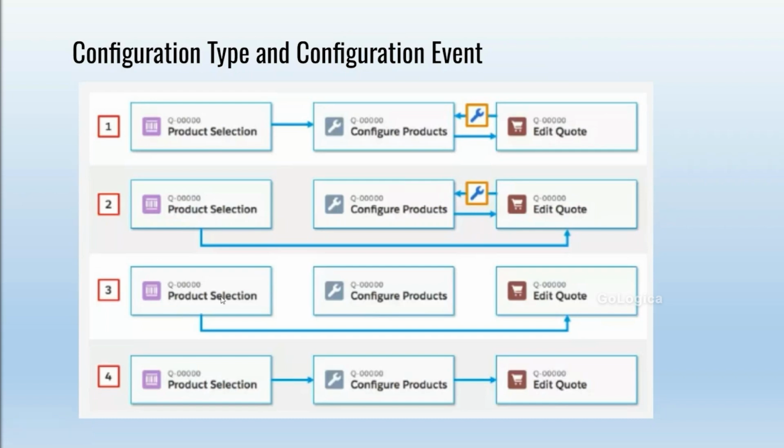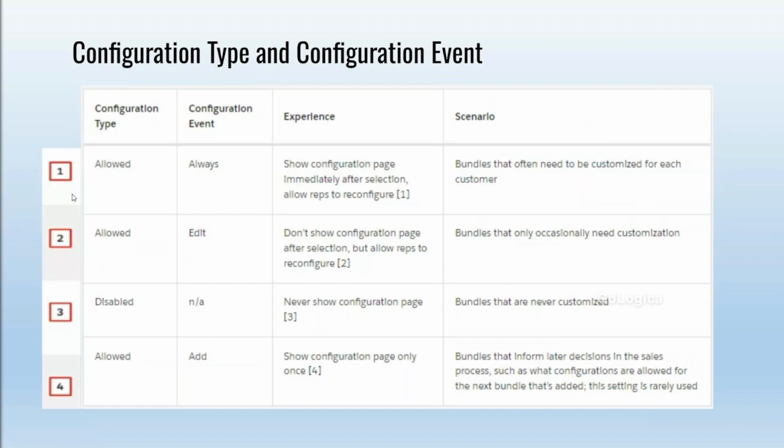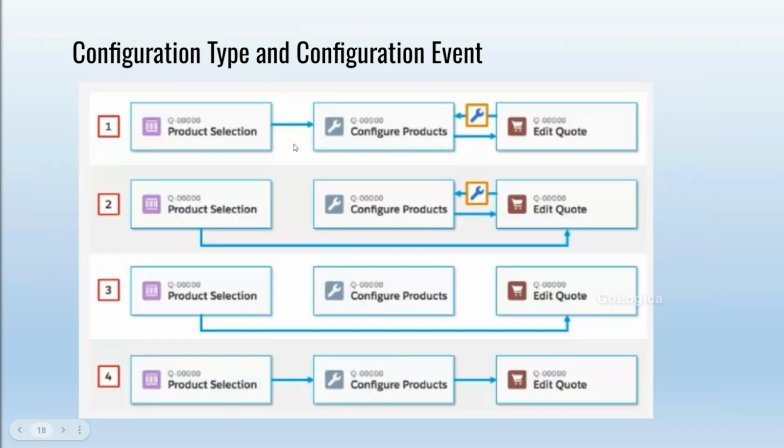If I have the third, it goes directly to edit quotes and I cannot configure my products. And with the fourth option, I can go configure and then edit. So this is how the 1, 2, 3, 4 are there, and this is how it will look.